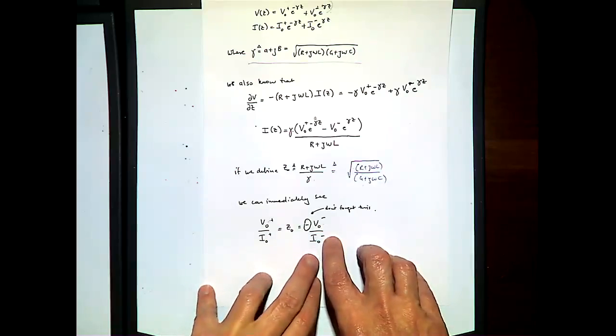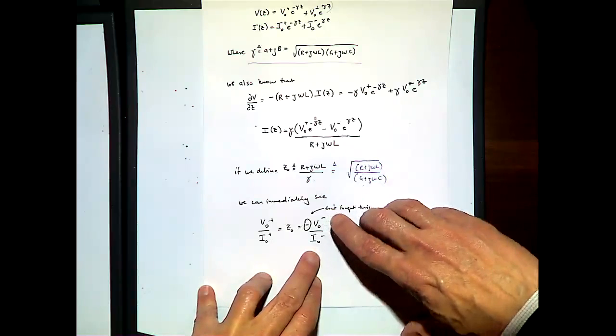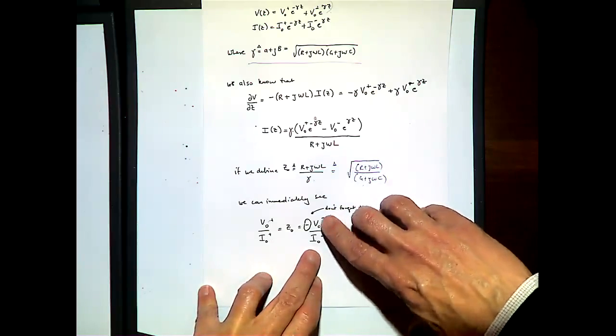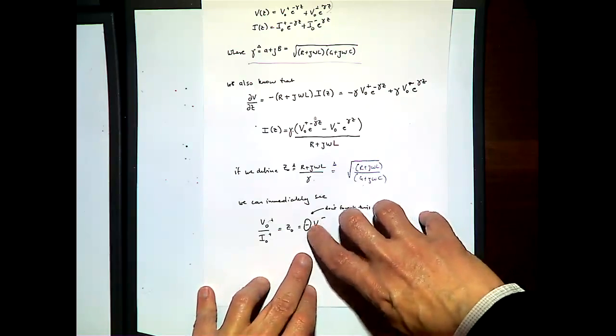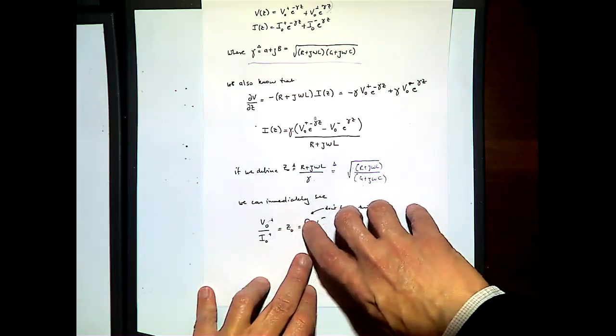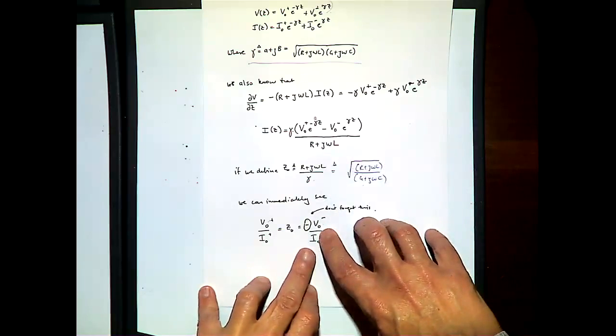And I re-emphasized for you that the ratio of the negative going voltage wave to the negative going current wave is equal to minus Z naught, right? That's something you have to remember, but if you go through the analysis, you can actually convince yourself that that is the case.